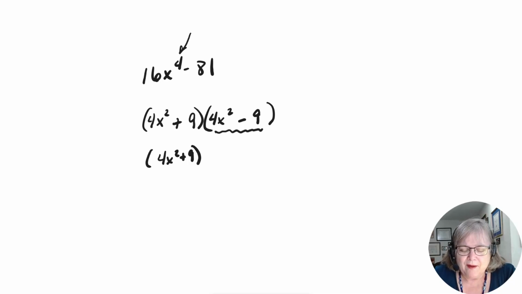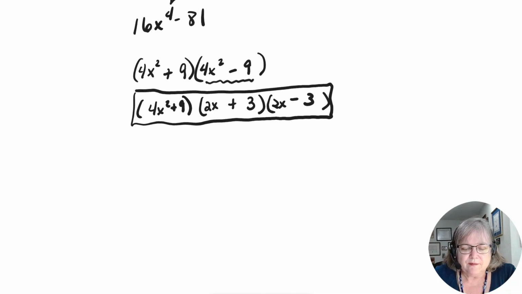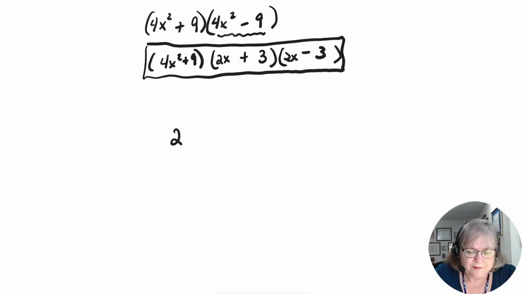All right, now, so I'm thinking this is going to factor again with conjugates, so the square root of 4x squared is 2x. Put it in the front. Square root of the 9, which is in the back, is 3, goes in the back. One's plus and one's minus. And this is the fully factored form. Okay, one more.